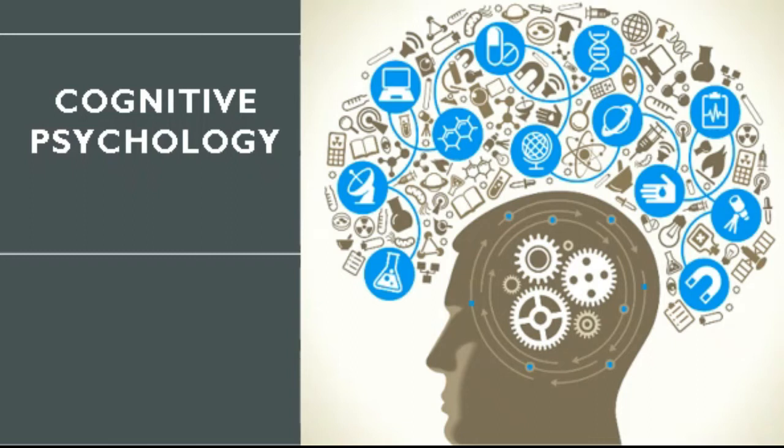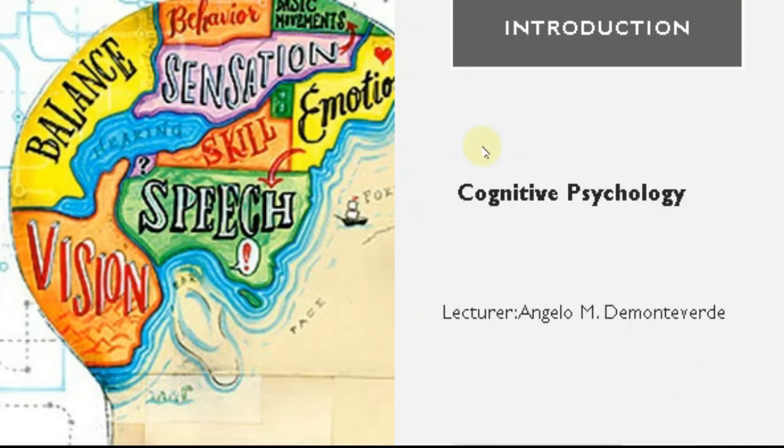Welcome to cognitive psychology. For the introduction of cognitive psychology, we're going to talk about, for the whole semester, the parts of the brain. As you can see in this picture, each part of the brain has a different function. Like this part, this will be for vision. We're going to talk about the name of this part. For this part, this is where we can find speech skills; for this part, emotion, balance, sensation, and so on and so forth.